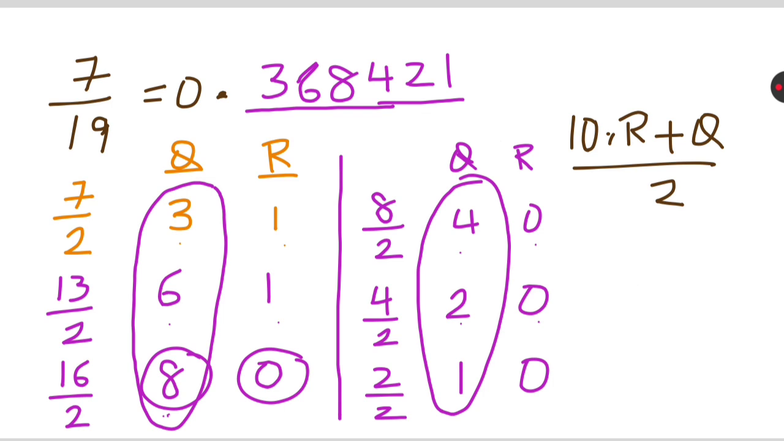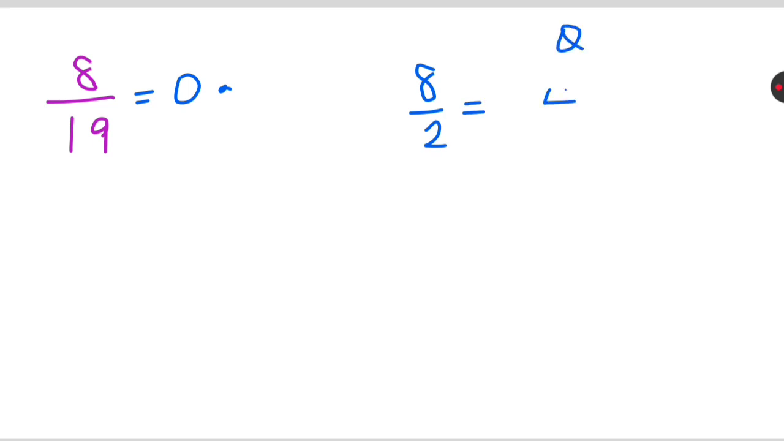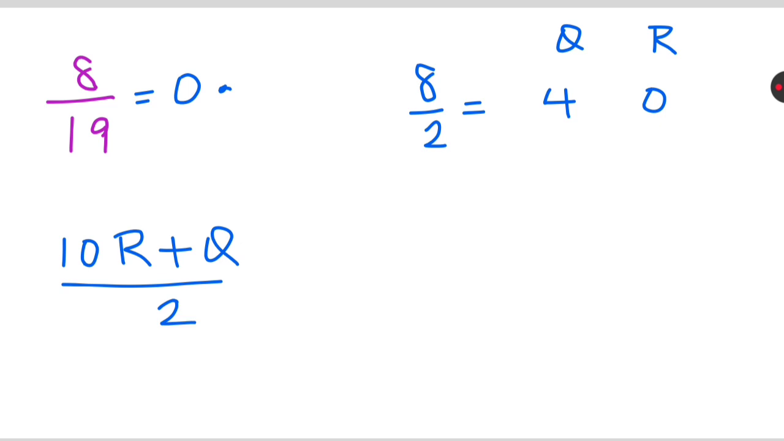Let's take one more example to make the concept very clear. 8 divided by 19. So 8 is lesser than denominator. That means numerator is lesser than denominator. Then you have to start with a decimal point. So 8 divided by 19. First you have to take the number 8 and divide by 2. Then the quotient is 4. The remainder is 0. So now this you have to substitute in this formula. What is the formula? 10 times remainder plus quotient divided by 2.